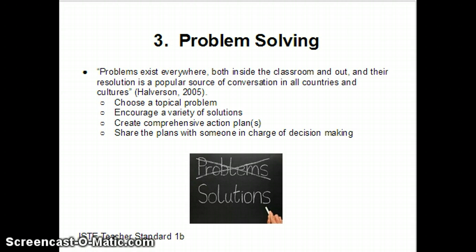The third classroom example is problem solving. As Halverson notes, problems exist everywhere in the world and in all shapes and sizes. I like to have my students tackle some of their own personal or societal problems in class in order to foster student interest and generate more discussion. If possible, I like to empower students through sharing their action plans with politicians, administrative workers, or people in some sort of power position.